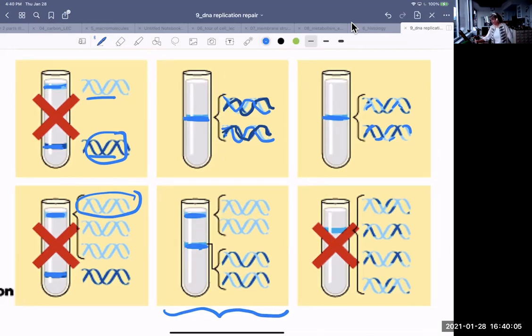If we replicated these, we would expect to find still only one band in our tube. All the same weight because everything is evenly dispersed. All our new nucleotides are evenly dispersed with the old nucleotides. So this one is the winner. Yay. Semi-conservative replication.